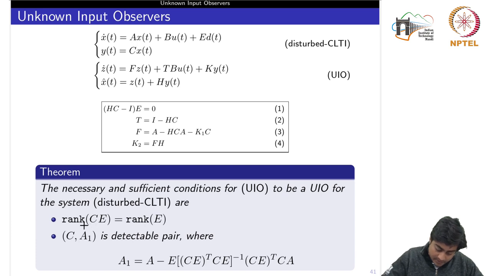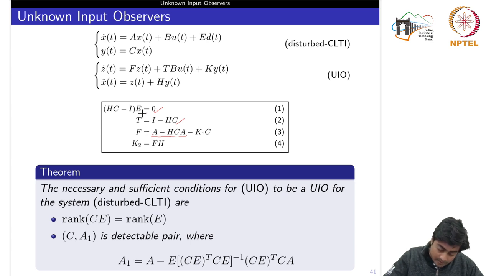So the significance of this first condition is that if this rank condition is satisfied, we can compute H. Okay, so this equation is solved if this first condition is satisfied. Second, we can compute the T matrix. Now if the A1 comma C pair is detectable, meaning to say F would definitely be a Hurwitz matrix.